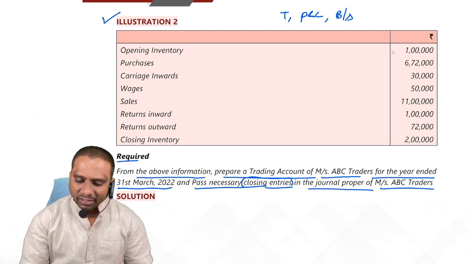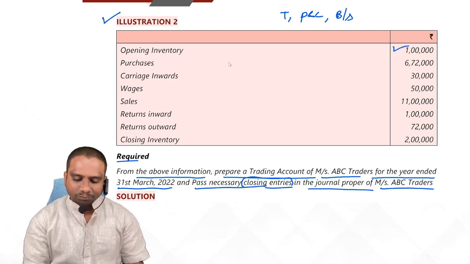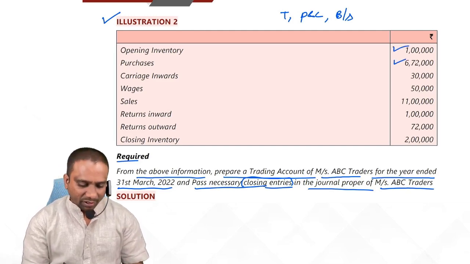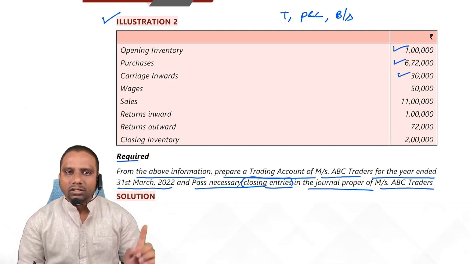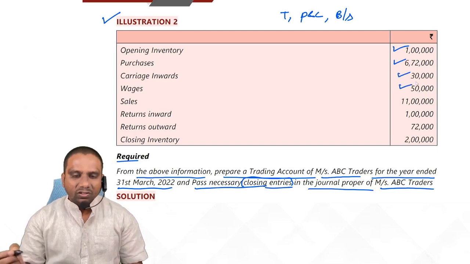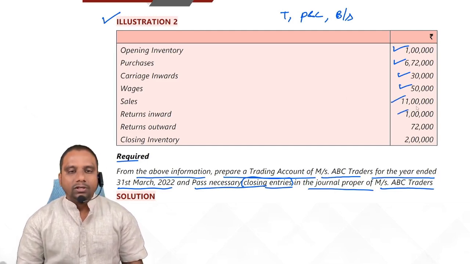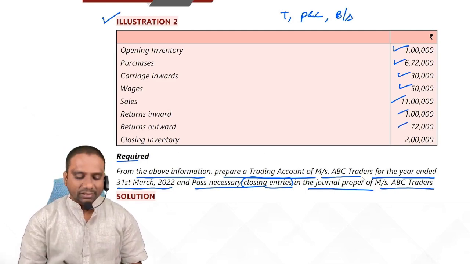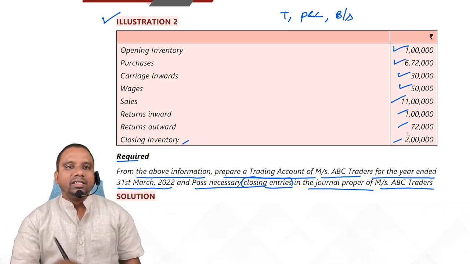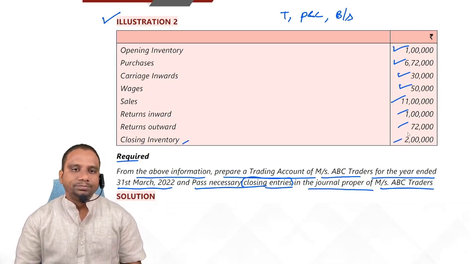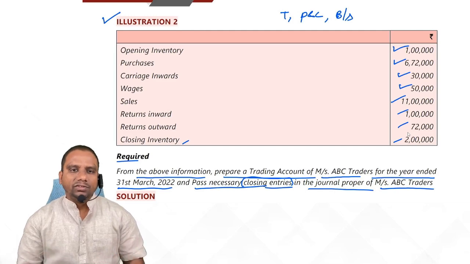Look at opening inventory, trading account, debit. Purchases, trading account, debit. Carriage inward, trading account, debit. Wages, trading account, debit. Sales, trading account, credit. Returns inward, sales returns, deduct from sales. Returns outward, purchase returns, deduct from purchases. Closing inventory, trading account, credit side. Over. Now, what are the entries we record?